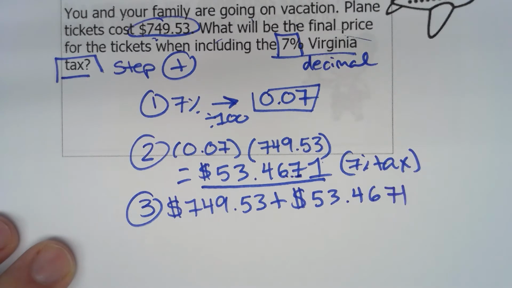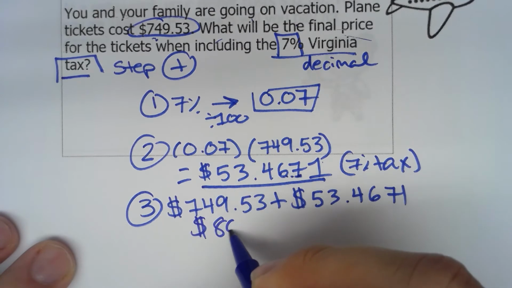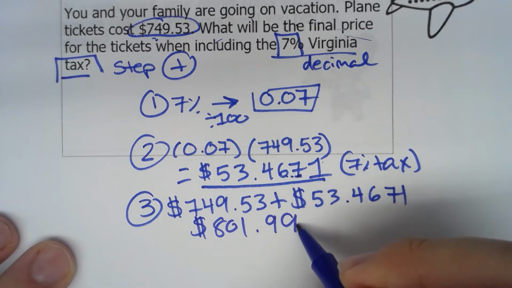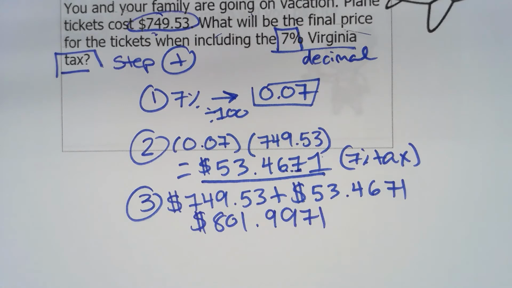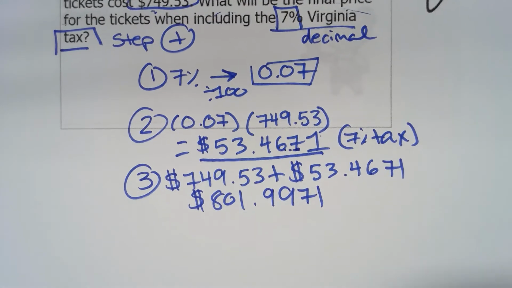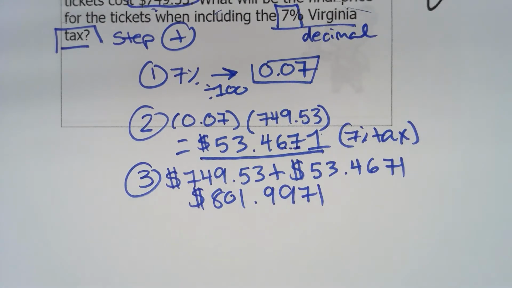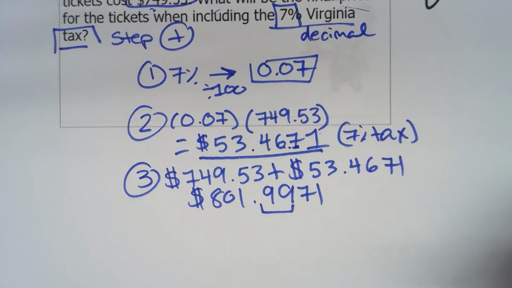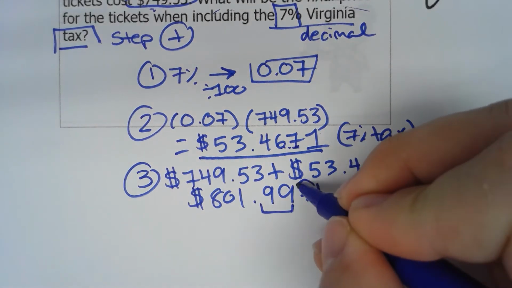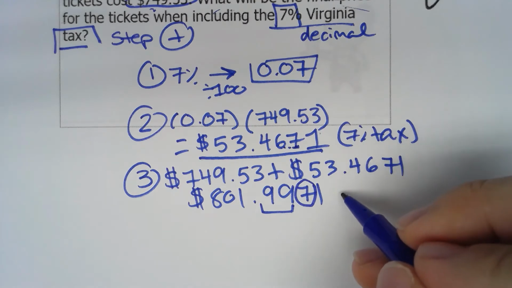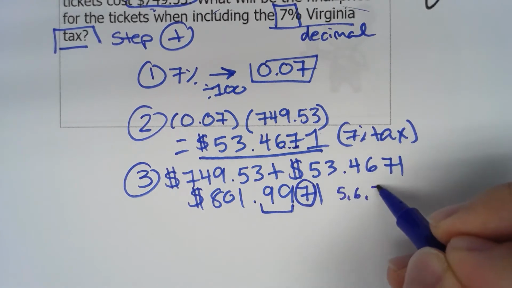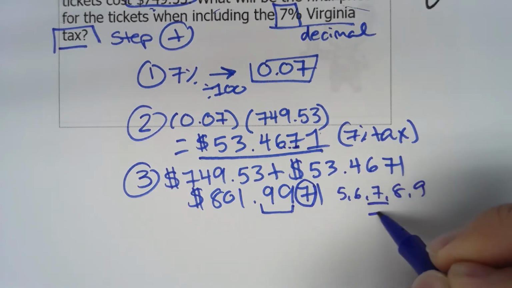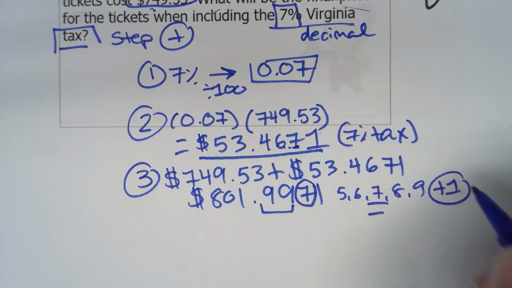$53.4671. Okay, let me do that on my calculator real quick. 749 plus 53. So I'm going to get on my calculator this 801.9971. Remember, with money, I only need 2 decimal places. So let's look at this number right here. It is 5 or more, right? It's 7, so that means I have to add 1 more.